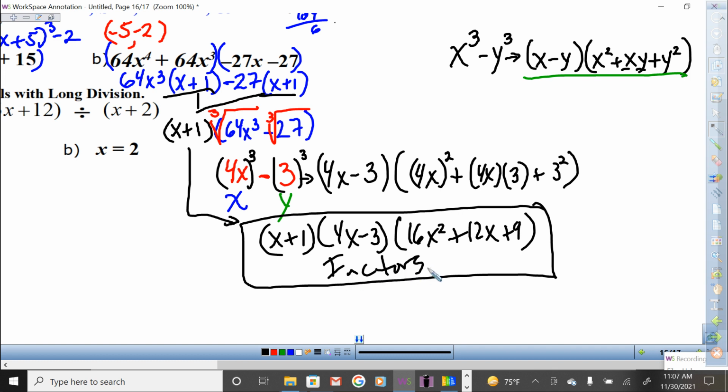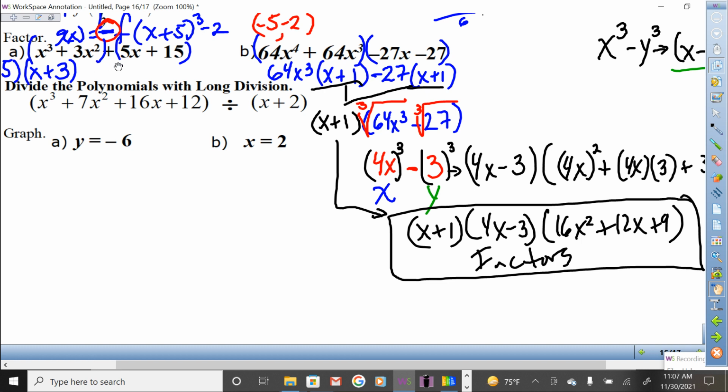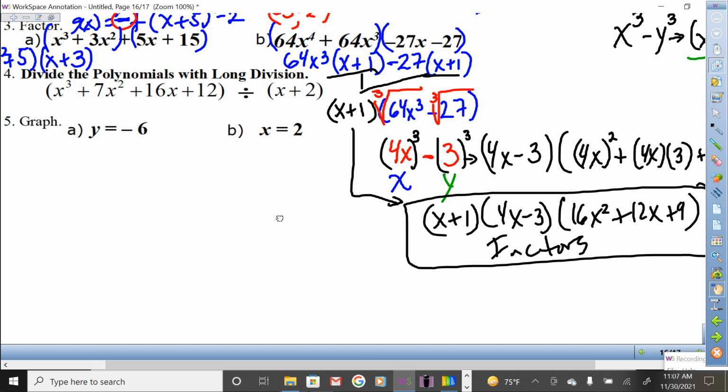Factors. Once again, that was like number 21 on the study guide or the final. And the other one was like number 20. Yes? Okay. All right, let's go to number 4.